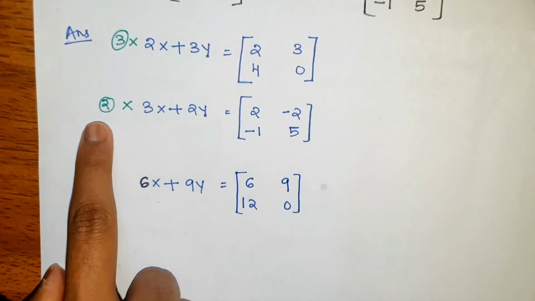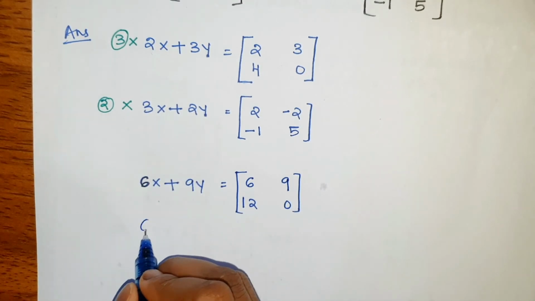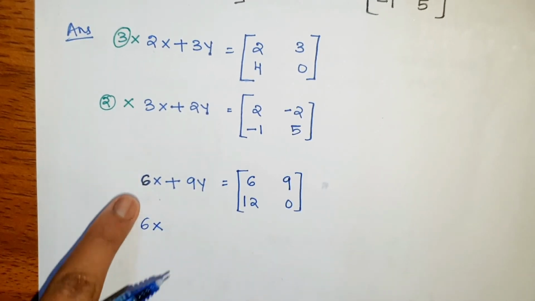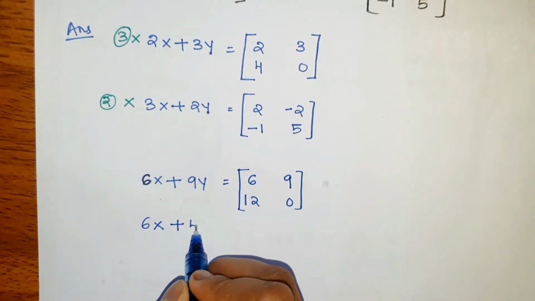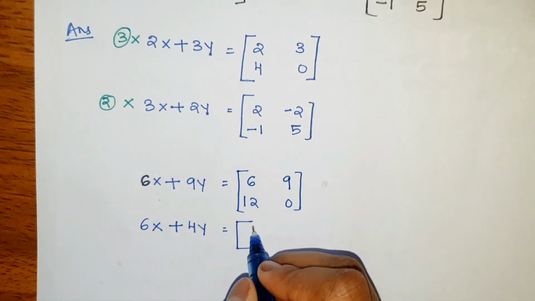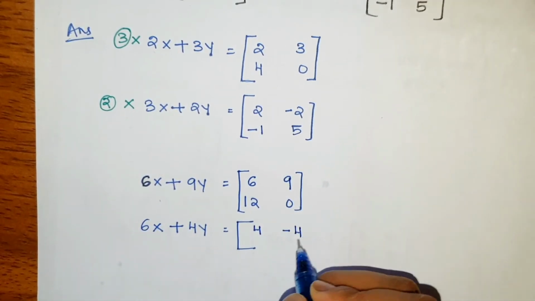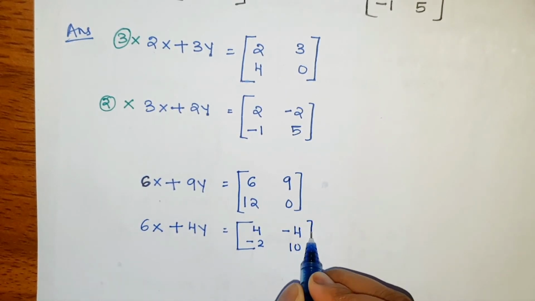Next, we can multiply with this 2 for the second equation. 3 2s are 6x. See, both the coefficients became the same. 6x plus 4y is equal to 2. 2 2s are 4, minus 4, minus 2, and 5 2s are 10.